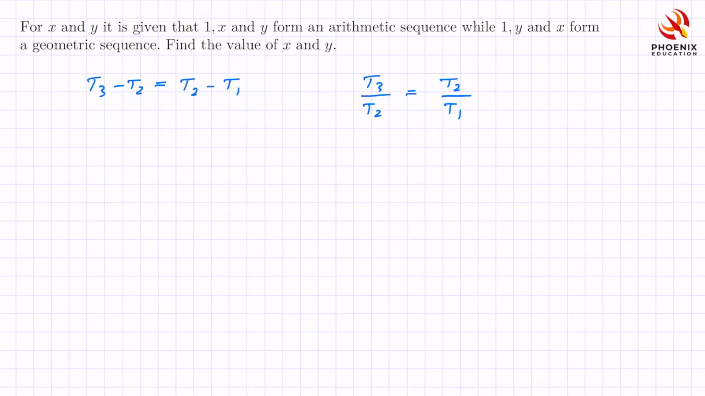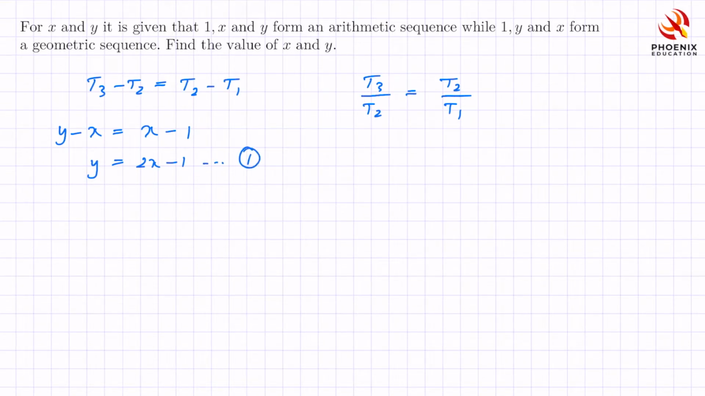That is, a common ratio between the third and second terms is the same as the ratio between the second and first terms. You can see that we have two unknowns, so we'll have to set up a simultaneous equation to solve them. For the arithmetic side, we have T3, y, minus T2, x, is equal to T2, which is x, minus T3, which is 1. Let's tidy this up a bit by moving the x across to the right hand side. Now this forms our first equation.